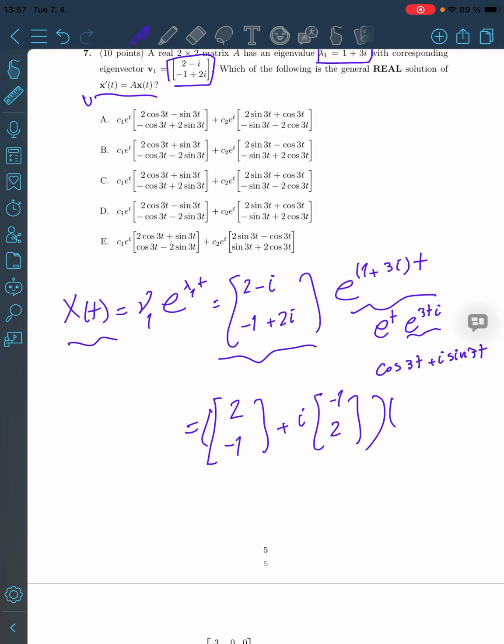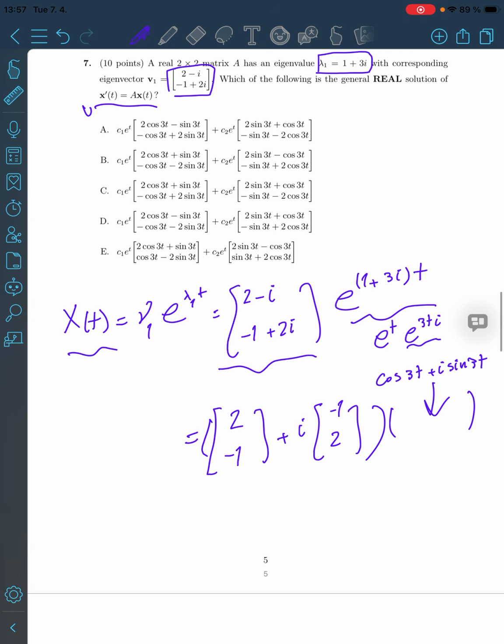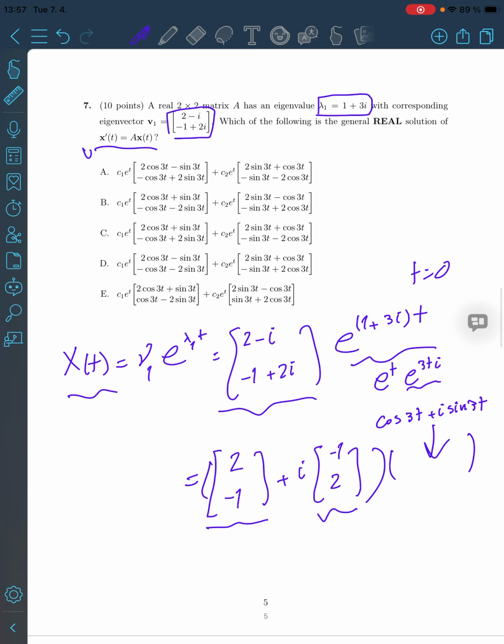Then this is a simple computation to do the rest of the computation, but here is the small hack that one can use and then choose the correct answer. You see, if you take t to be 0, therefore this one plus a linear combination of this one is going to be the solution. Therefore, if you take t to be 0 in all of your choices, and then see which one gives you 2 and -1 and -1 and 2.